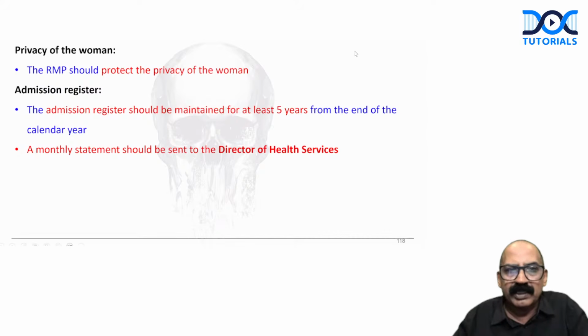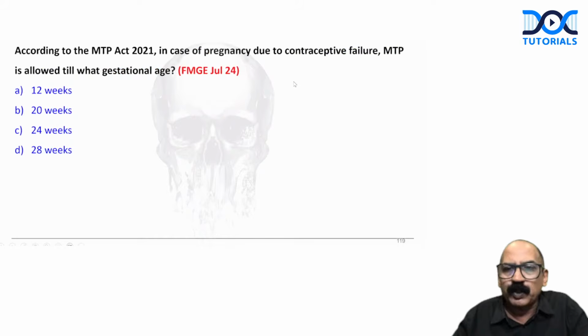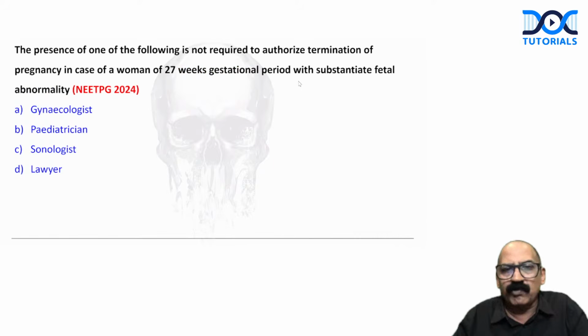Now look at various questions. About the MTP Act, in case of pregnancy due to contraceptive failure, MTP is allowed till 20 weeks of gestational period. Presence of one of the following is not required to authorize termination of pregnancy in a woman of 27 weeks gestation period: substantial fetal abnormality. Very easy question. Lawyer. It should be another doctor.